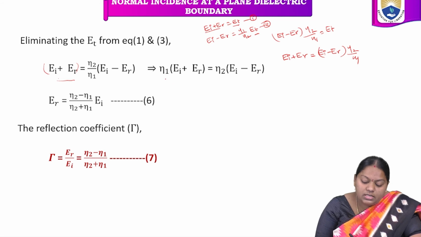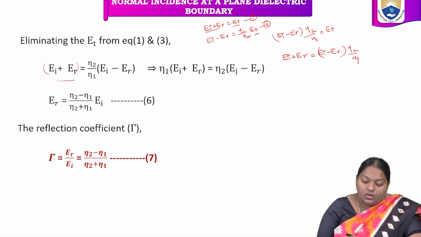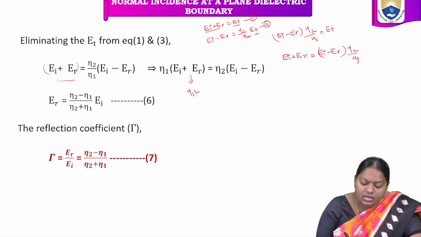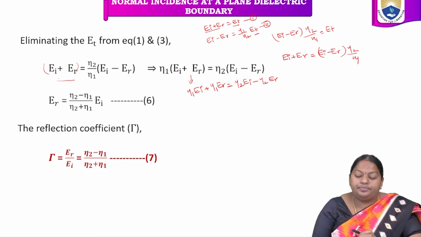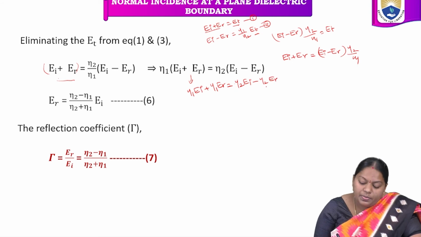Then we get eta 1 into (EI plus ER) equal to eta 2 into (EI minus ER). Okay, so from this, to simplify the equation: eta 1 EI plus eta 1 ER equal to eta 2 EI minus eta 2 ER. Okay, now separate the eta 1 terms and eta 2 terms.